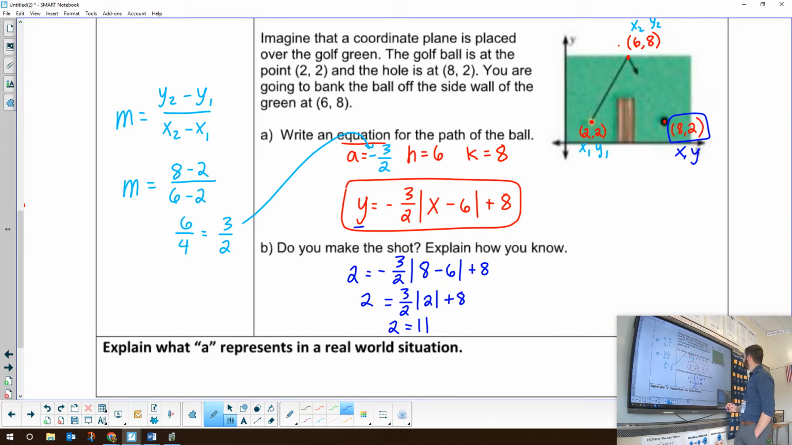So, does 2 equal 11? No, it certainly does not. So, is this point a point on my graph? No, it isn't. So, do we make a shot? No, we do not. The hole is not on the graph.